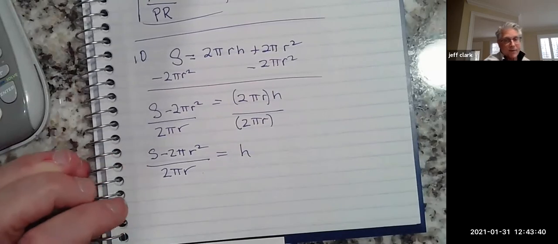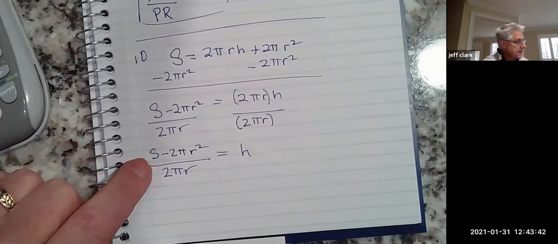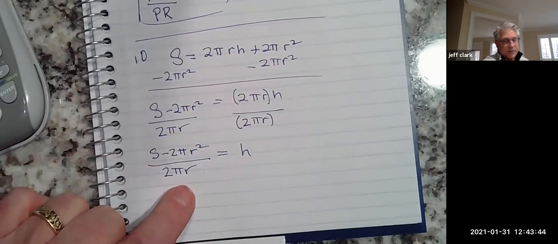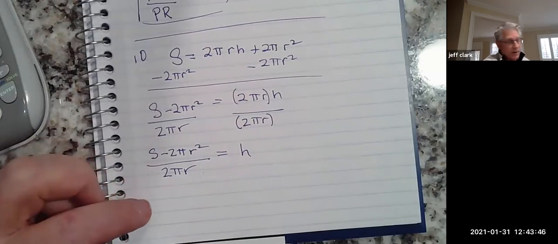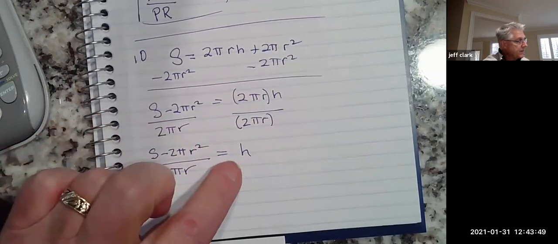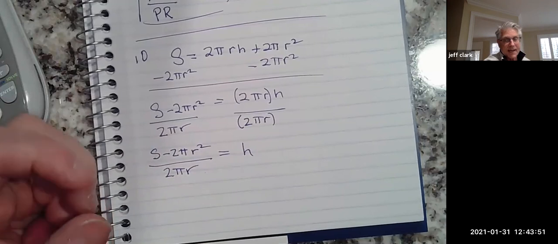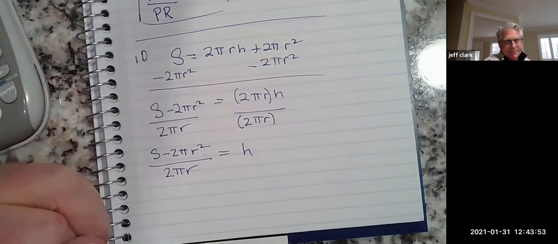So if I gave you the letter S and the letter R, you plug in those values, and of course pi is just a number in your calculator. You can grind this out and you can find whatever H represents, which is the height of something.